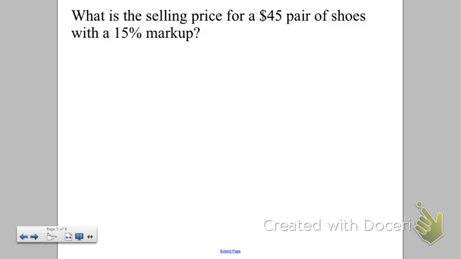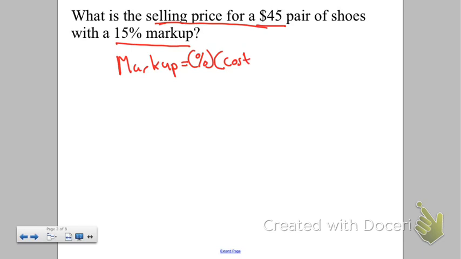What is the selling price for a $45 pair of shoes with a 15% markup? Take a second to copy down the question. So I see I have a 15% markup and a $45 price. So I'm going to use my formula. Markup equals the percent times the cost.